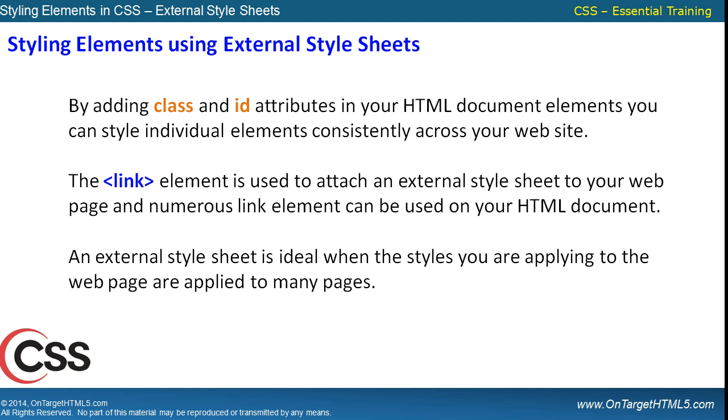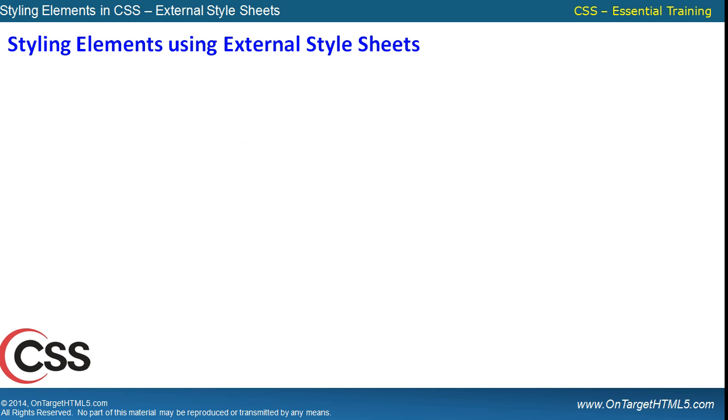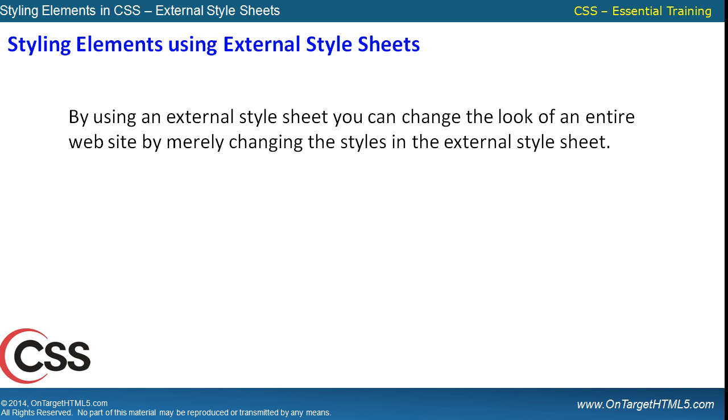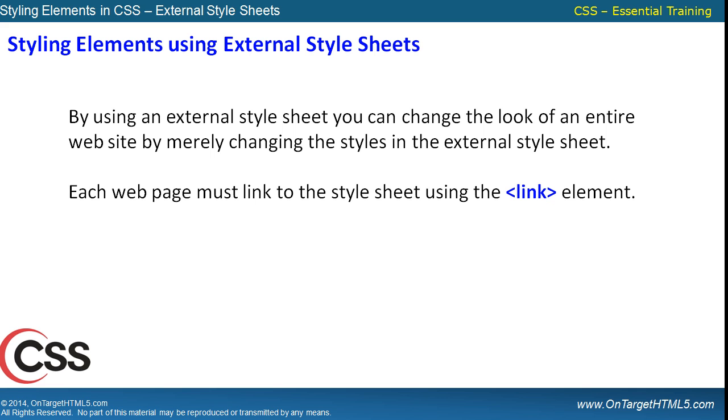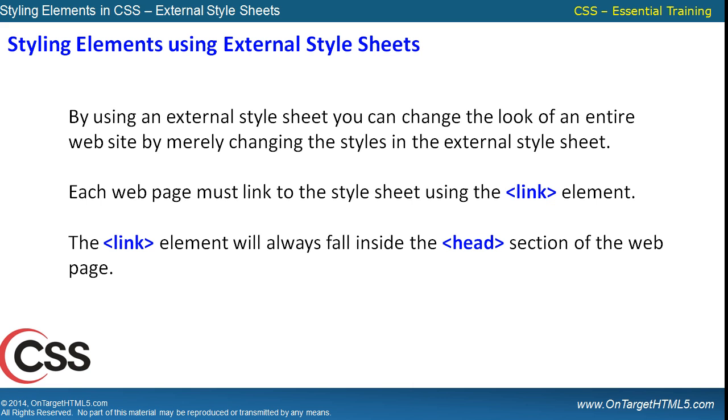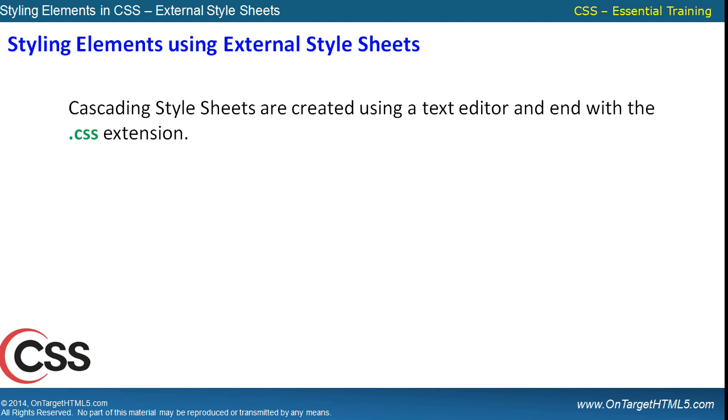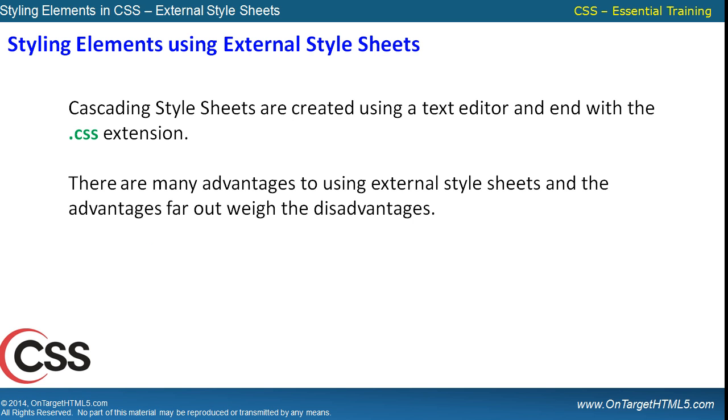An external style sheet is ideal when the styles you're applying to the web page are applied to many different pages. By using an external style sheet, we can change the look of an entire website by merely changing the style sheet in that external style page. Each page must link to the style sheet using the link element, and we're going to demonstrate that in a minute. And the link element will always fall inside the head section of our web page. Cascading style sheets are created using a text editor and end with a .css extension.